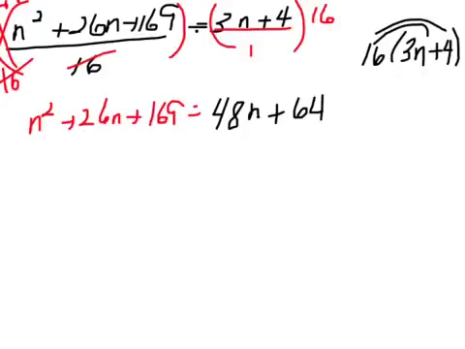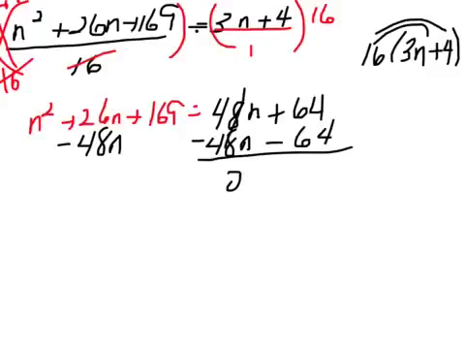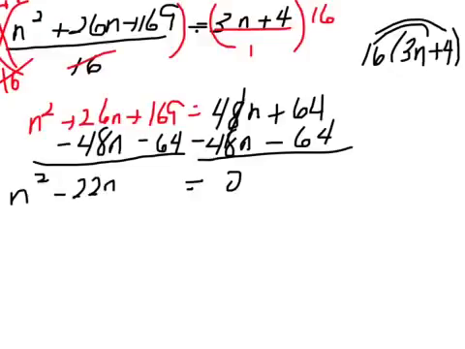Now I've got a square here, so in order to solve this, I'm going to have to get all the terms on one side. So let me subtract 48n and move it over here, because we need a 0 on one side if we're going to try to factor or use the quadratic formula. I also need to move the 64 over here. Remember, when I do that, that makes 0 plus 0, which is 0. Let me subtract 64 over here. Alright, so that leaves me with n squared minus 22n plus 105 is equal to 0.